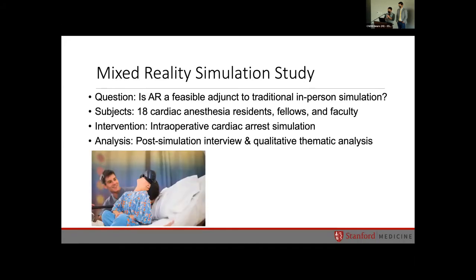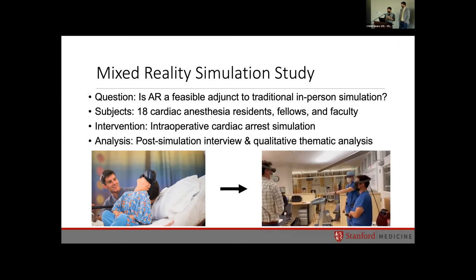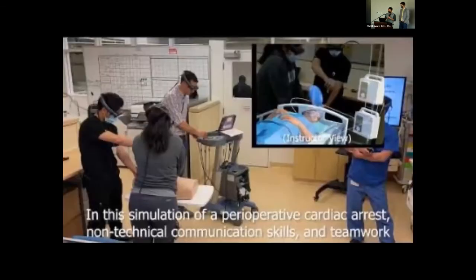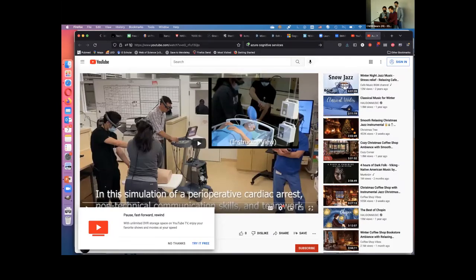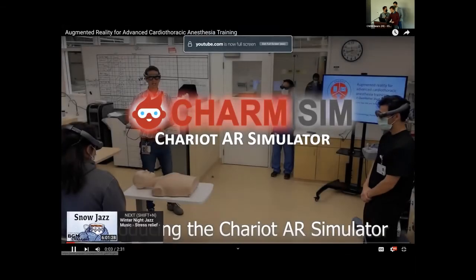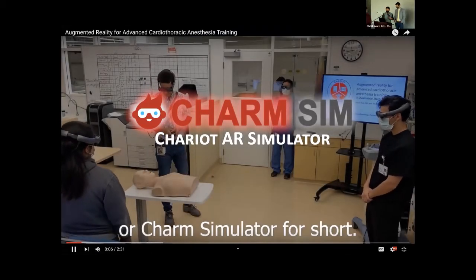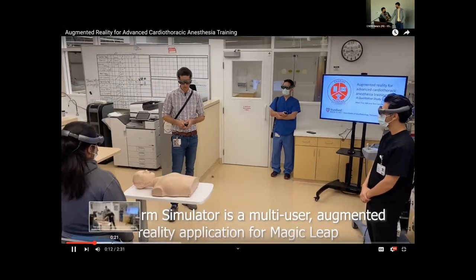So we took something that was initially meant to be done clinically for kids to reduce their anxiety when they're in hospital, and we converted it to a simulation session that looks something like this. And I'm going to show you a video to go through what that actually looks like. There shouldn't be any sound because we just want to narrate over it.